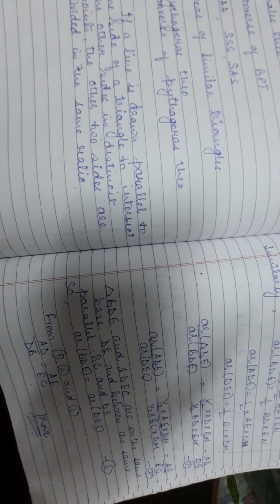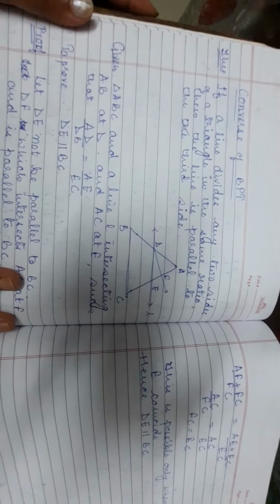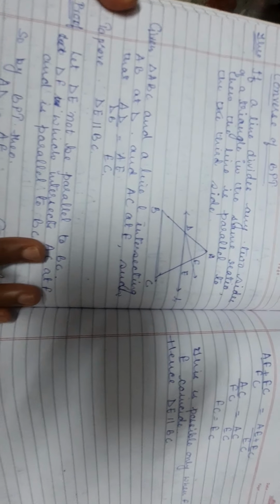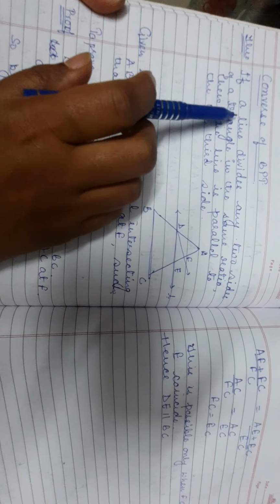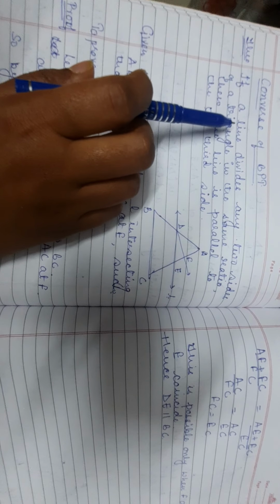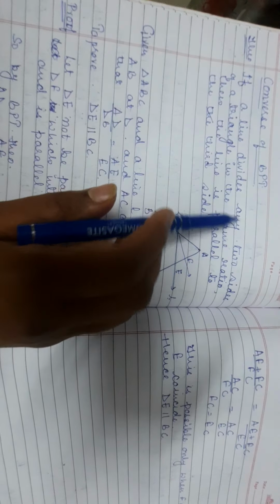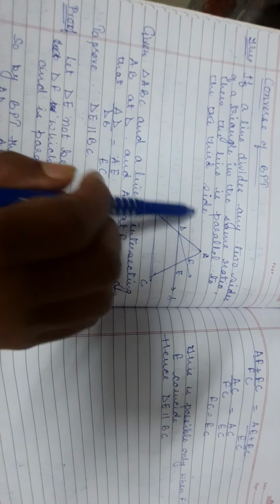I hope that all of you get clear the BPT theorem. Let me come to the next theorem, that is the converse of the BPT theorem. Now in the converse of the BPT theorem, the concept will be reverse. If a line divides any two sides of a triangle in the same ratio, then the line is parallel to the third side.